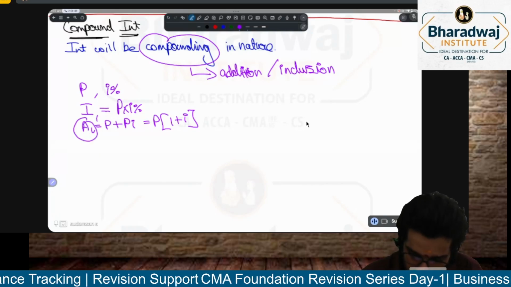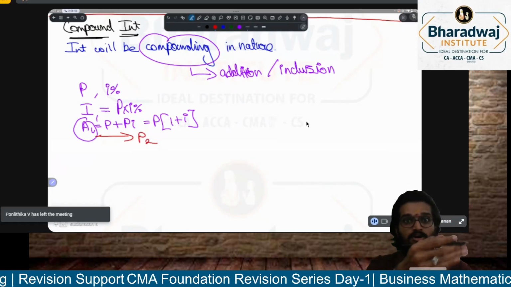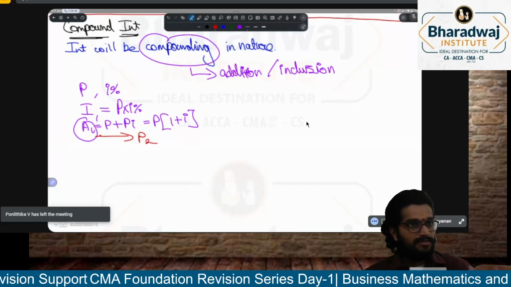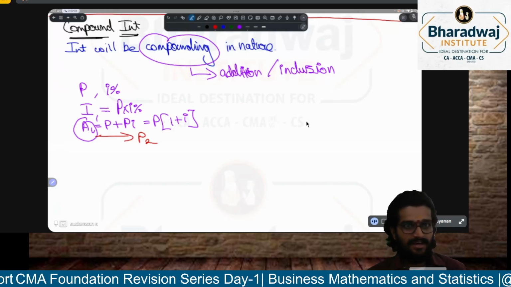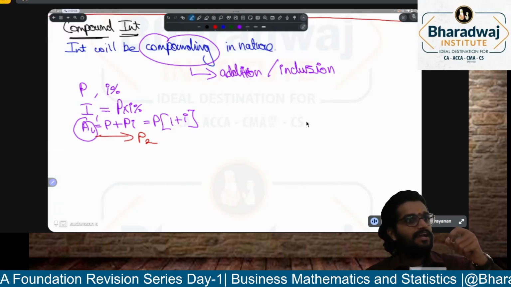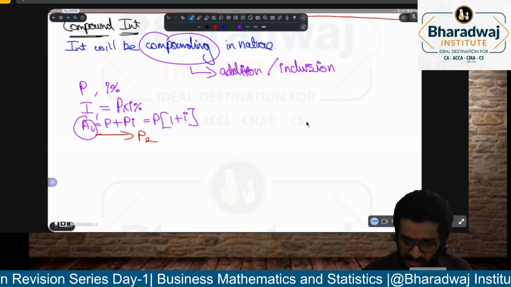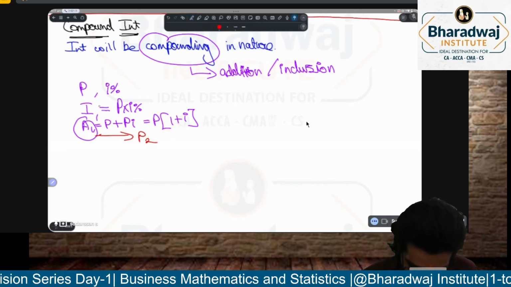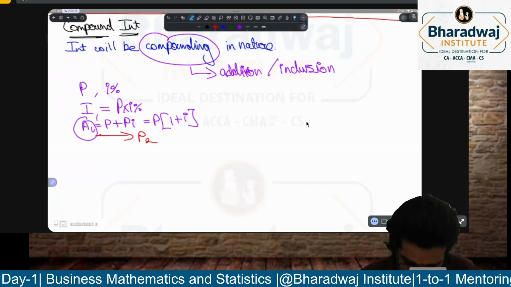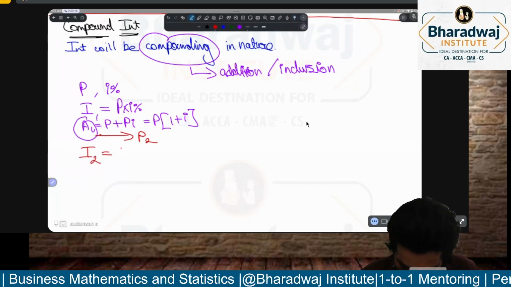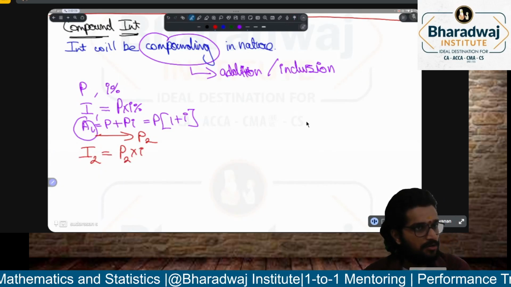Which will be the principal at the beginning of next year. The amount at the end of 1 year will be the principal for the next year. Now, the interest will be calculated on this principal, not on the earlier principal. What can be the interest for that year? Interest 2 equal to P2 into I. Yes or no? P2 into I percentage. Yes or no?